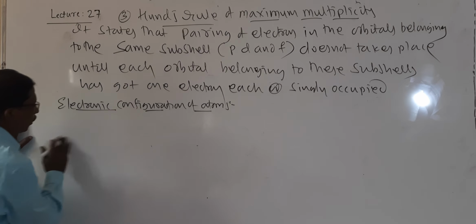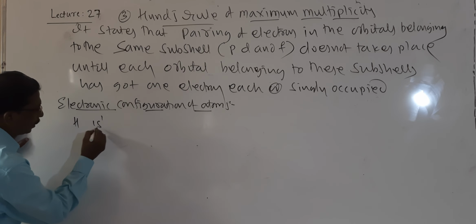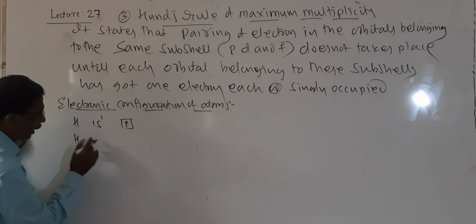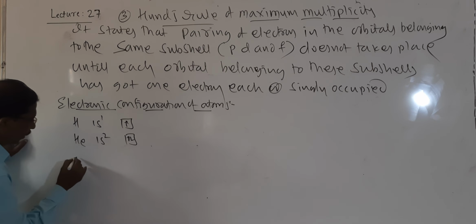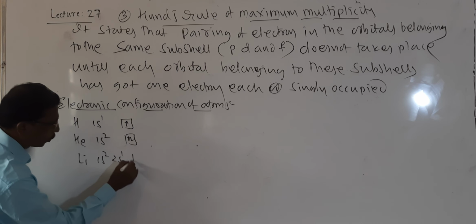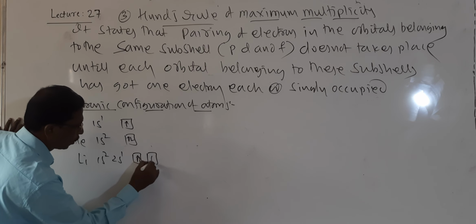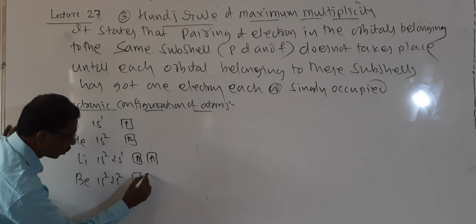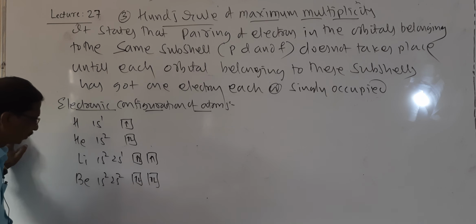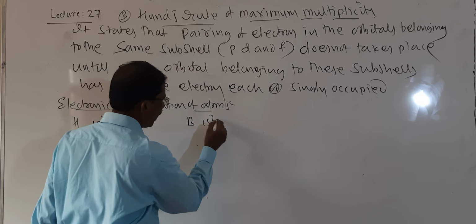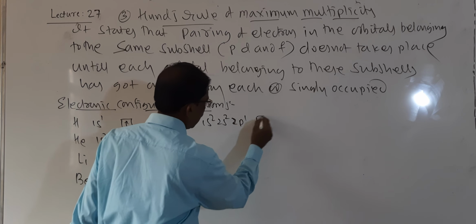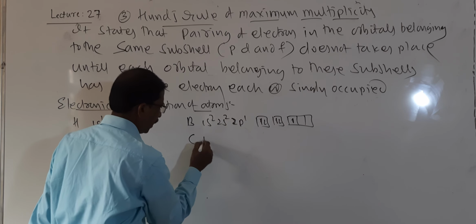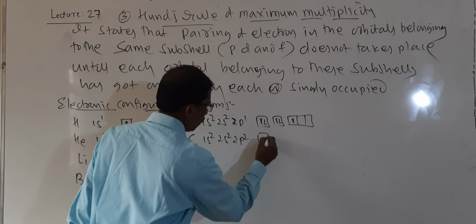So what do we write here? Hydrogen 1s1, so one electron. Helium 1s2, two electrons. Lithium 1s2, 2s1. Beryllium 1s2, 2s2. Then boron 1s2, 2s2, 2p1, and carbon 1s2, 2s2, 2p2.